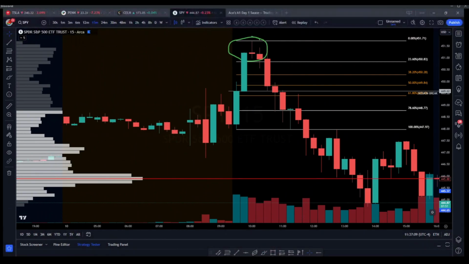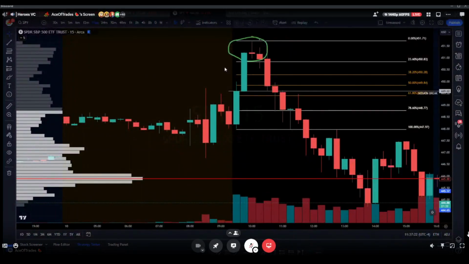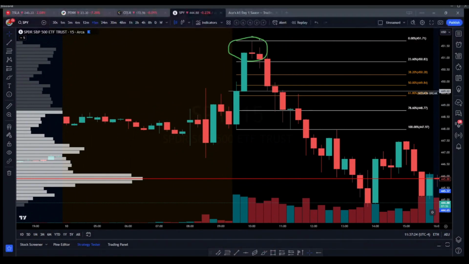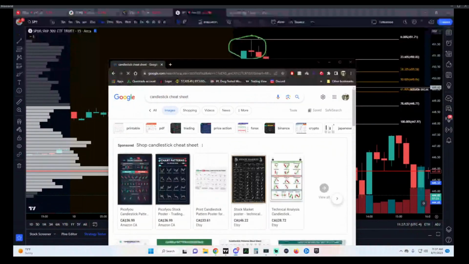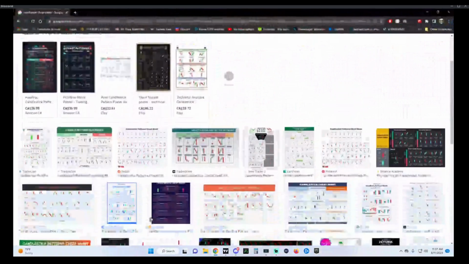Do you still have that candle cheat sheet? Literally go on Google and it's like the first thing you'll see. There's so many of them. Let me share my whole screen. Screen number 1. And literally it's all of these.